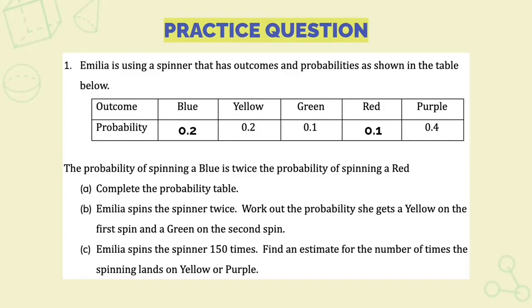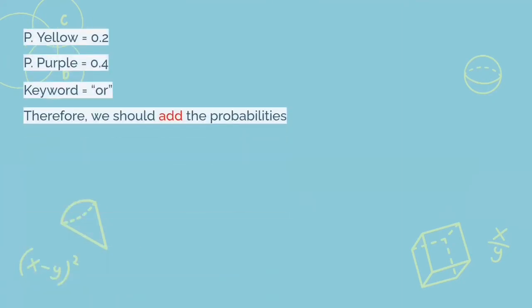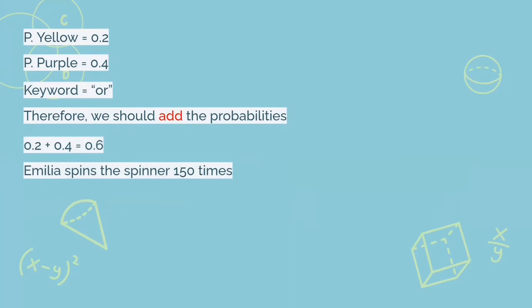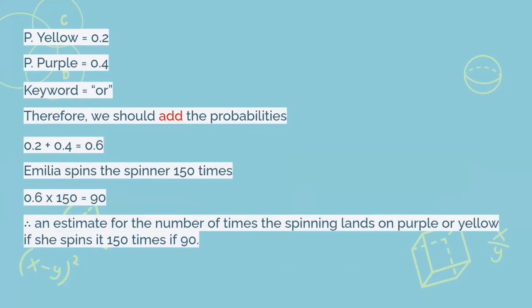Last question of this section. Amelia spins the spinner 150 times. Find an estimate for the number of times the spinner lands on purple or yellow. I have noted down the probability of purple and yellow here. In this case, our keyword is or, which means we should add the probabilities. So 0.2 plus 0.4 is equal to 0.6. Because Amelia spins the spinner 150 times, you multiply that number with the probability you got earlier, which is how you get 90, the final answer.